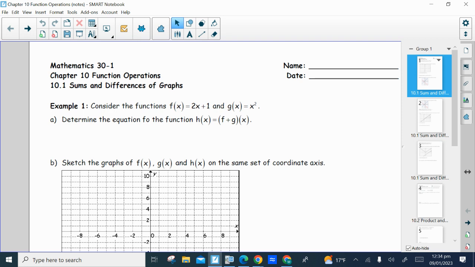Is this the first page on yours? Or is there that graphing activity to start with? Yeah, that's good.